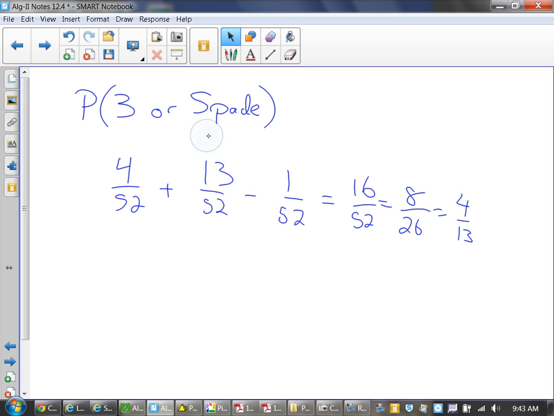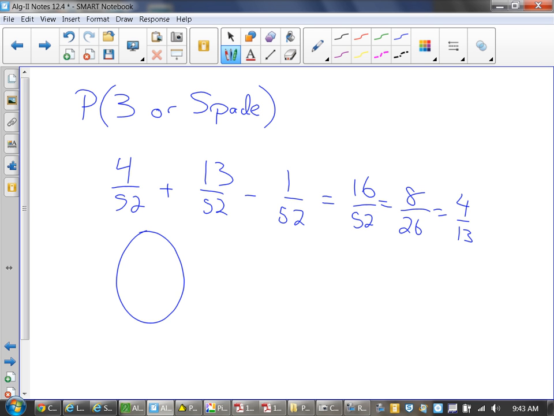Why is he subtracting 1? What's the overlap? If you think about a deck of cards, there's 4 3s, you have the 3 of hearts and so on, there's 4 of those, but then in the spades there's 13. But one of them is sharing within both sides. So I double counted it, so back it out. Okay.